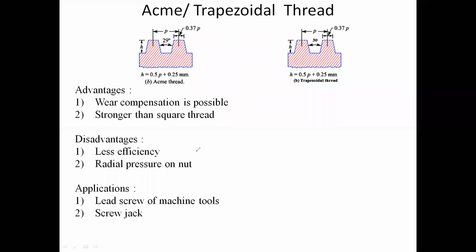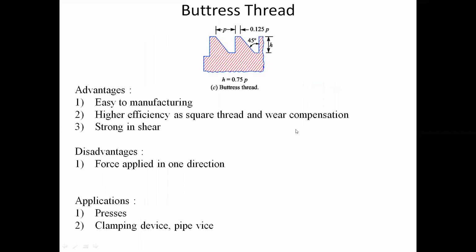In addition to that, there are some applications. The main application is that it is used for the lead screw of machine tools like the lathe. It is used in screw jacks as it has a stronger base. It is stronger than the square thread, so it can be used for screw jacks. So these are the applications of our trapezoidal thread. So here, the third one, first is square, second is trapezoidal, the third one is our buttress thread.